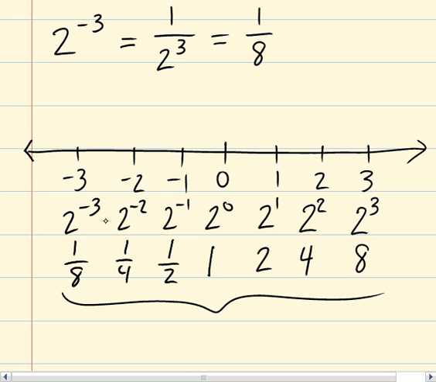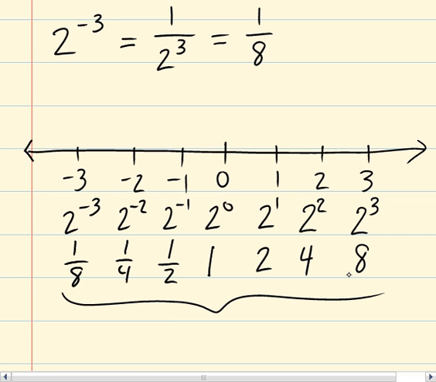So that gives these answers for these integer exponents a little more meaning for us now. Also notice if you go from left to right, you're multiplying by 2 each step you take. For example, starting at the 2, 2 times 2 is 4, 4 times 2 is 8.